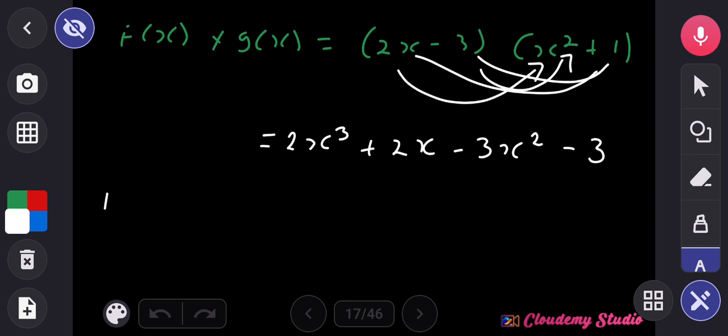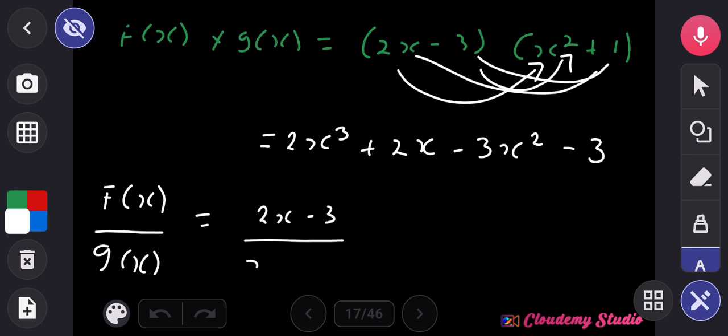If it is the quotient, f of x divided by g of x, that will give us 2x minus 3 divided by x squared plus 1. You understand? And this is our answer. There is no way you are going to divide this. It is not going to give you anything. So this is our answer. This is a very simple example of a composite function.